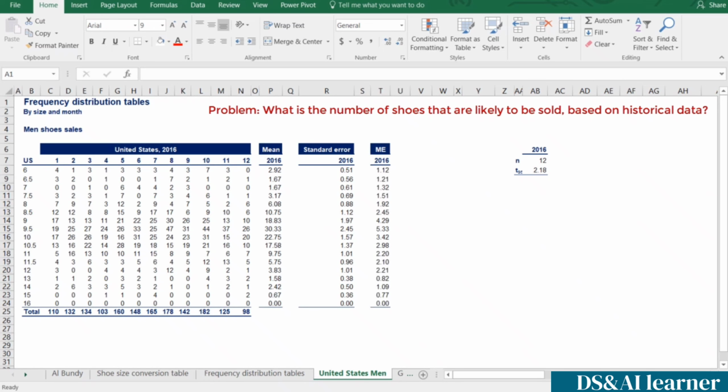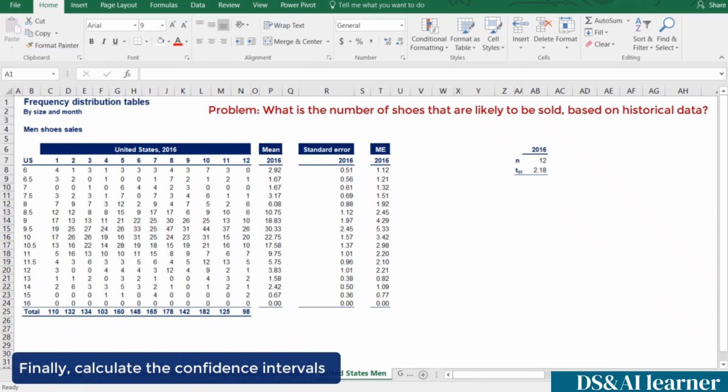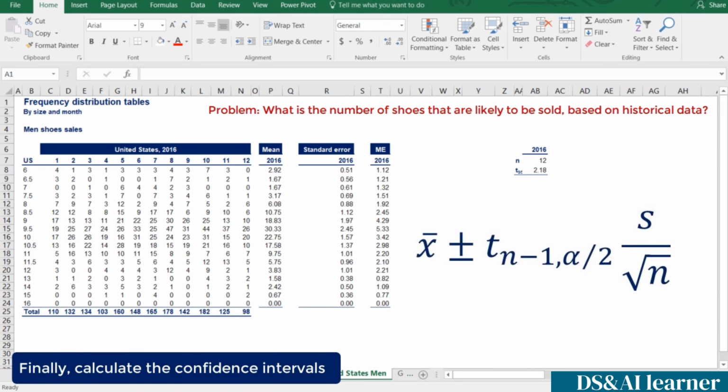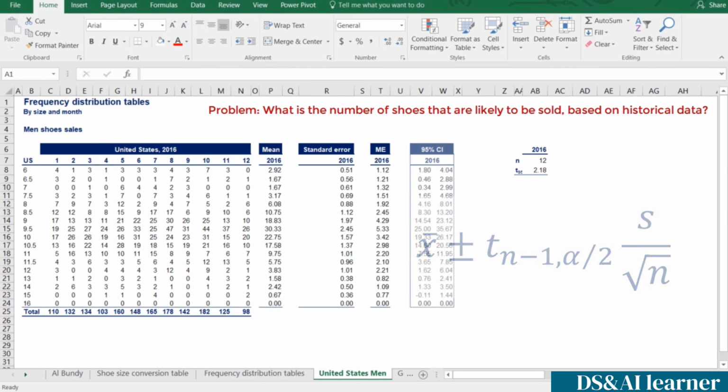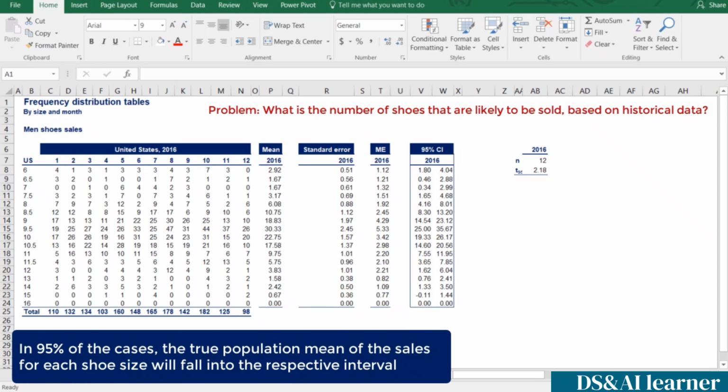Finally, the confidence intervals are given by the following formula. And this is how they look after the calculations have been carried out. The result we obtained could be interpreted as follows. In 95% of the cases, the true population mean of sales for each shoe size will fall into the respective interval.